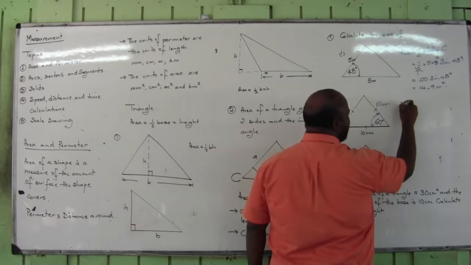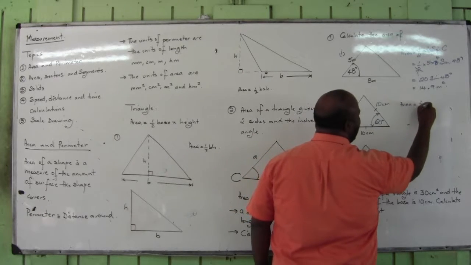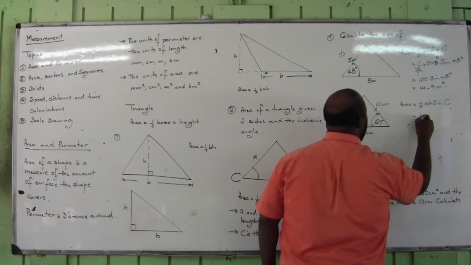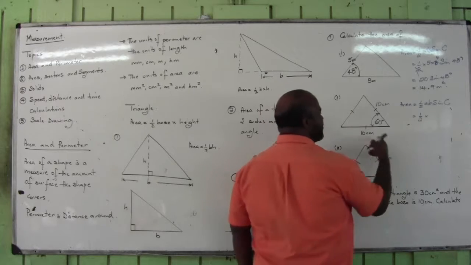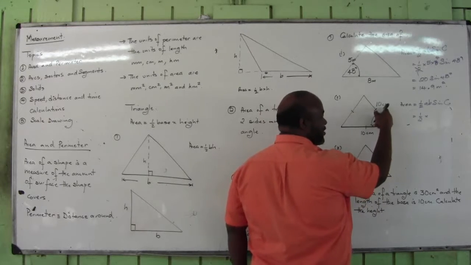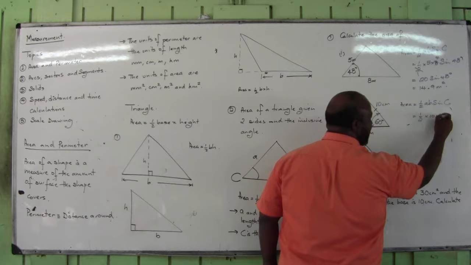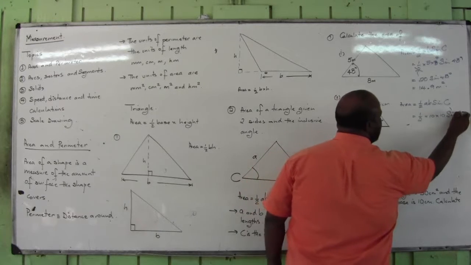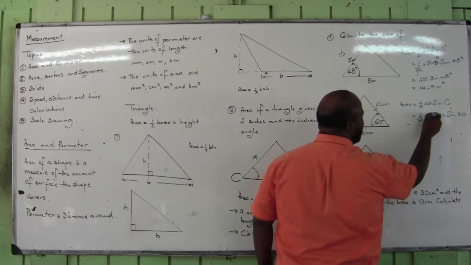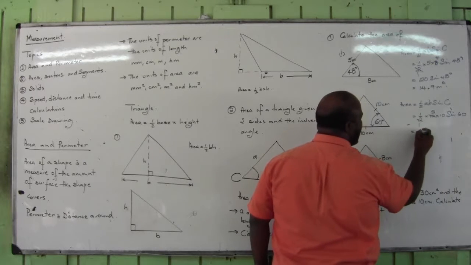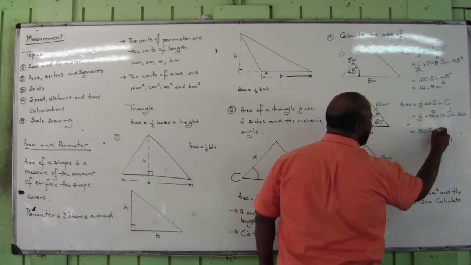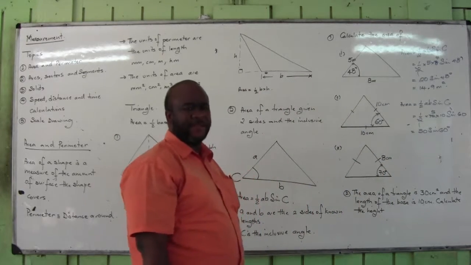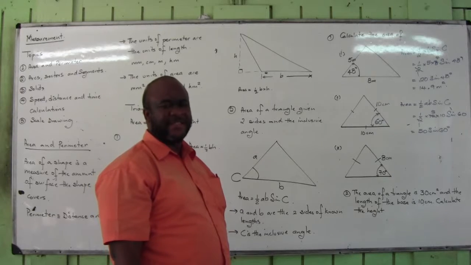The area is a half AB sine C. A half times 10 times 10 times the sine of the angle between them, 60 degrees. This is 50 sine 60 degrees. Put that in the calculator and press equal. 50 sine 60. What did you get?